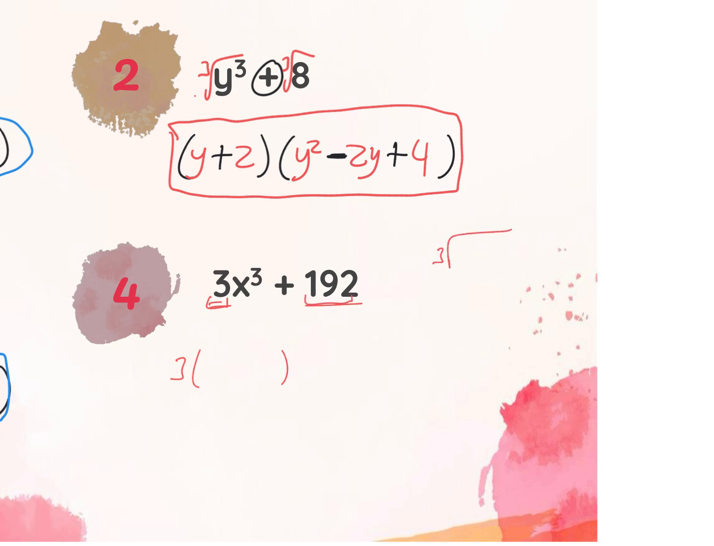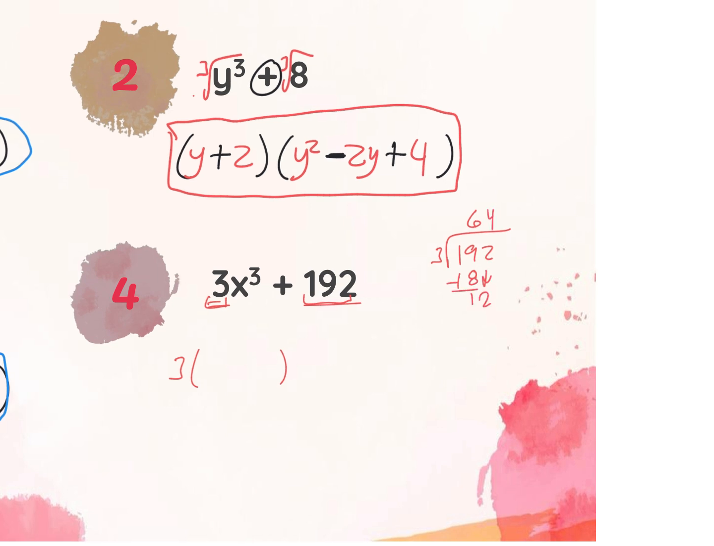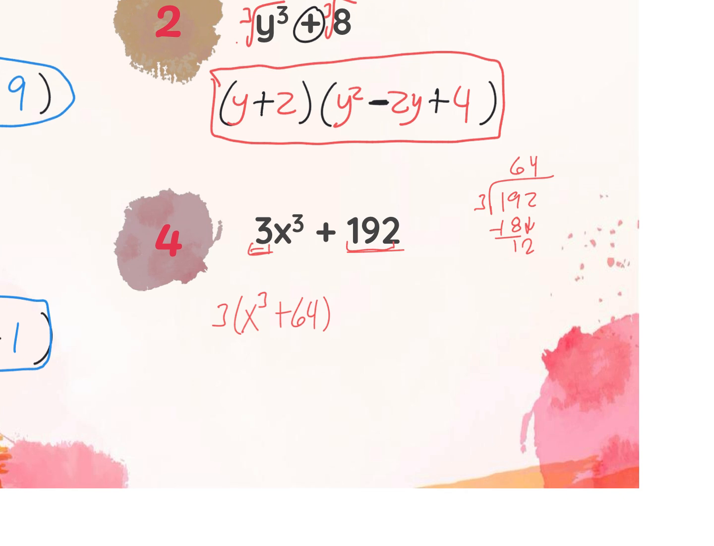All right, so I'm going to do long division, right? If I can't do that in your head, do long division. This is going to get me a 6, so 18. Bring down the 2, I get a 64. So it is divisible by 3, and then in parentheses, I'm getting an x to the third plus 64. And now this is a sum of cubes.